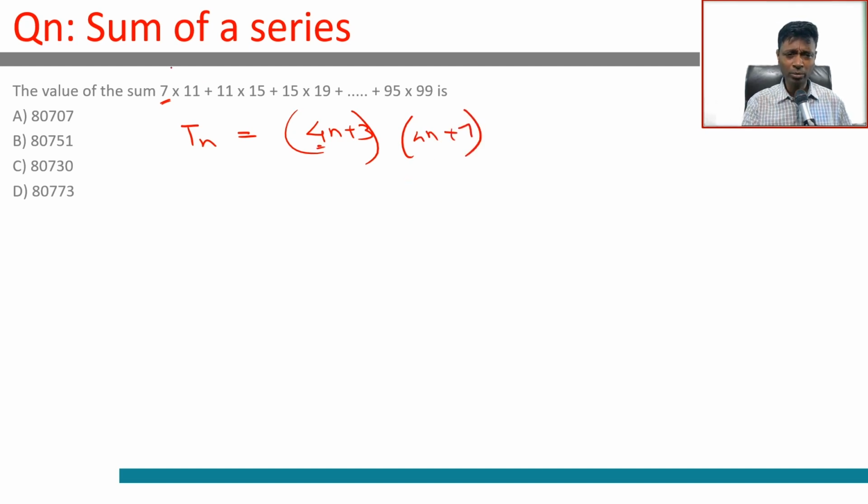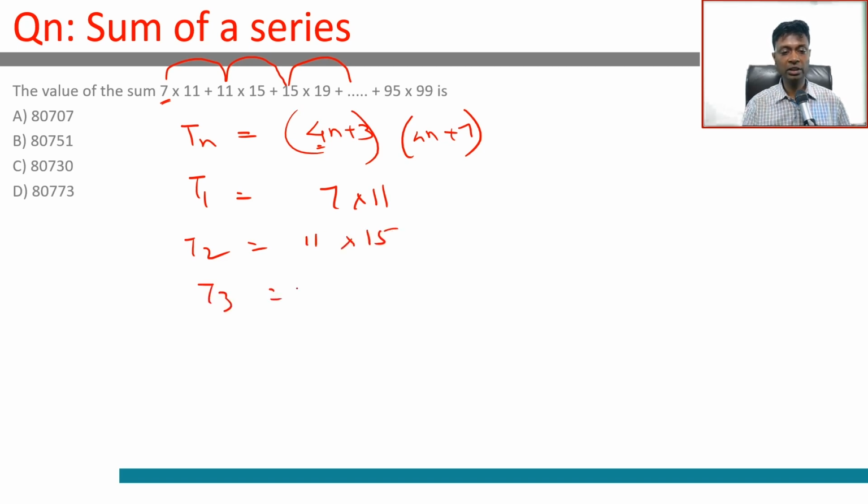Why am I choosing 4n? Because from 7 I go to 11, 11 I go to 15, 15 I'll go to 19. So my step size of my defining term is in steps of 4. So I increment, go from one term to the next term, my term has to go up by 4. That means I need to have a 4n sitting there. So nth term of this expression is 4n plus 3 into 4n plus 7. T1 is 7 into 11. T2, 4 into 2, 8, 8 plus 3, 11 into 15. T3 is 15 into 19 and so on.